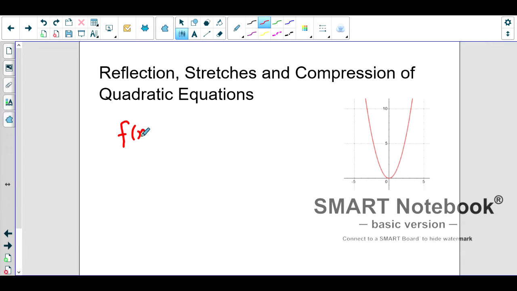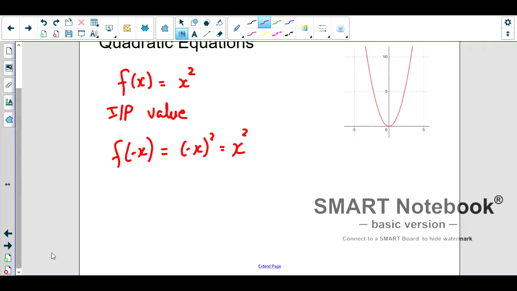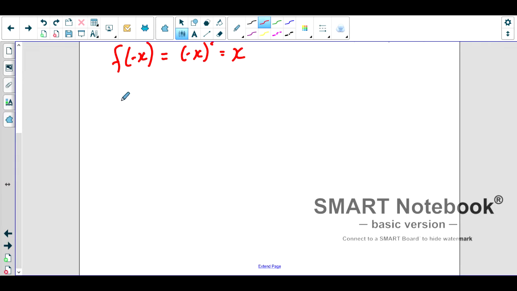We have a function f of x equals x square. Okay, what will happen if you change the input value? Like let's make it f of negative x. If you change the sign, what will happen to the output? Negative x square, you will again get x square. So if you do it through a table, you see it will have no change in your graph.